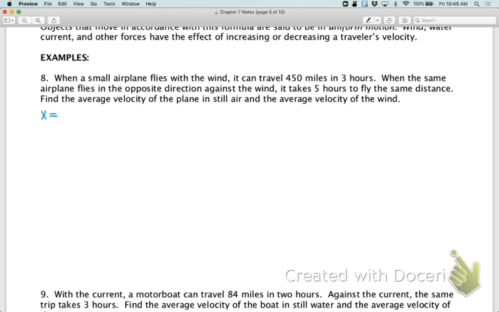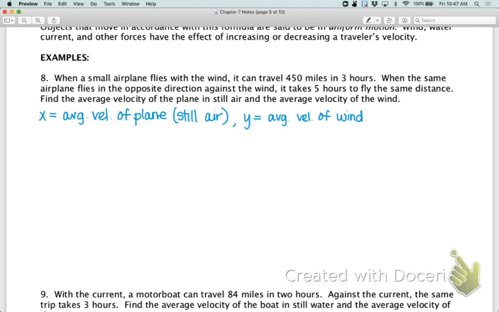Let's have x equal, x is going to be the average velocity of the plane when it is in still air. And then we're going to let y equal the average velocity of the wind. Okay, so those are our two unknowns. And those two kind of act in tandem with each other.